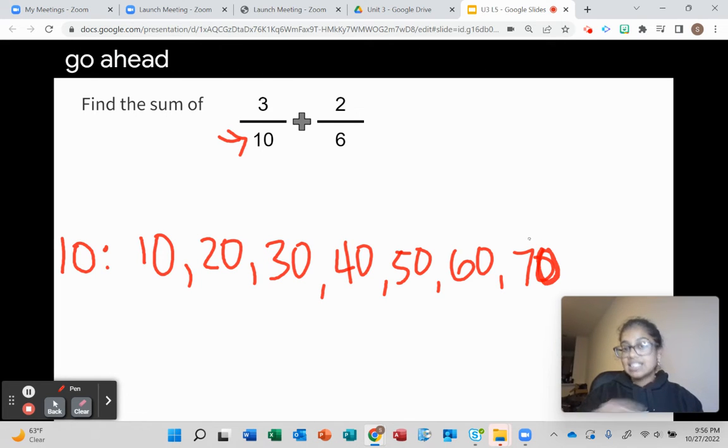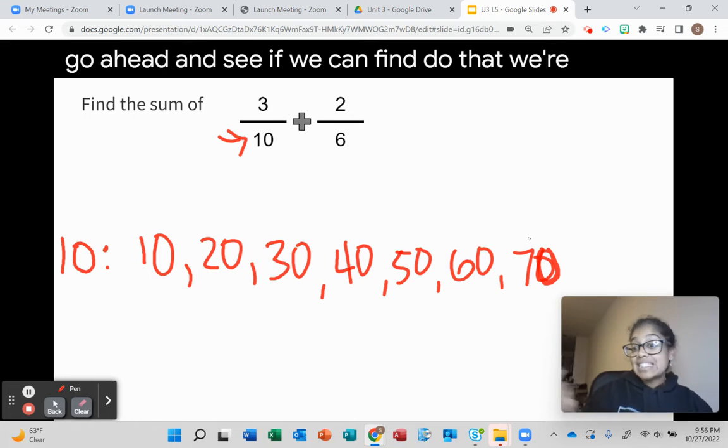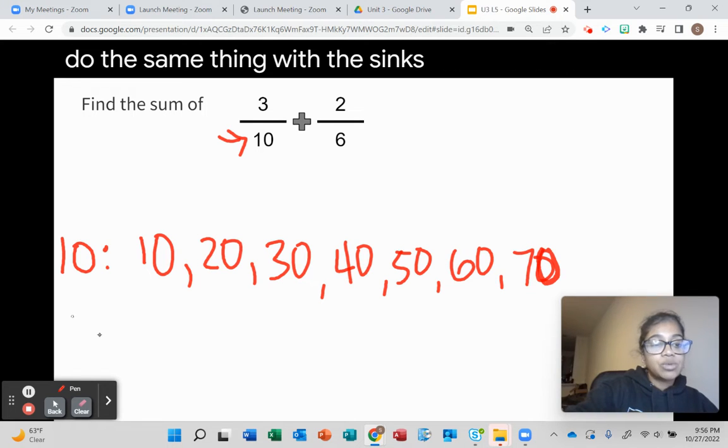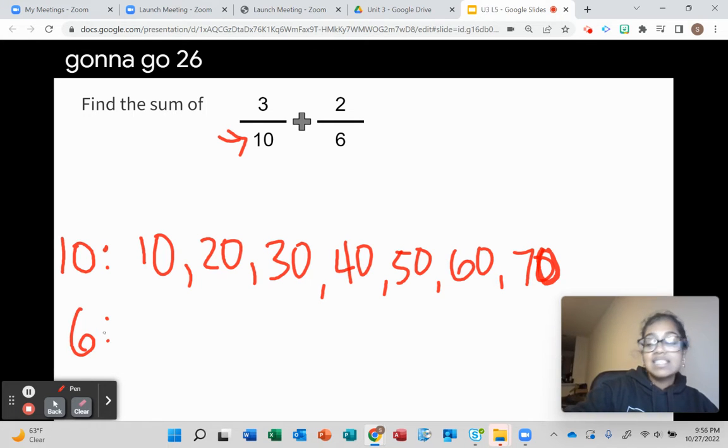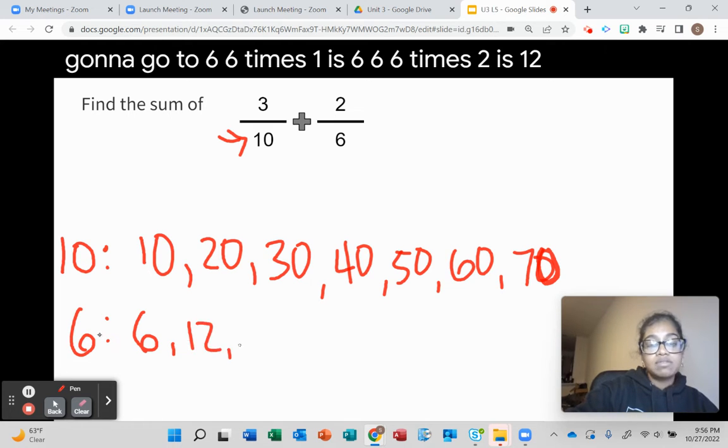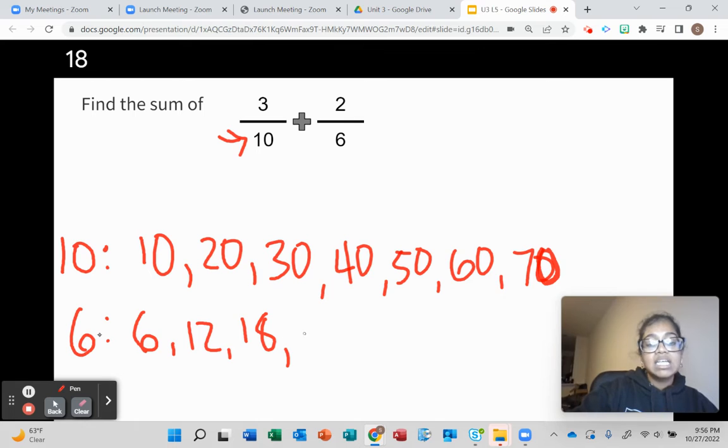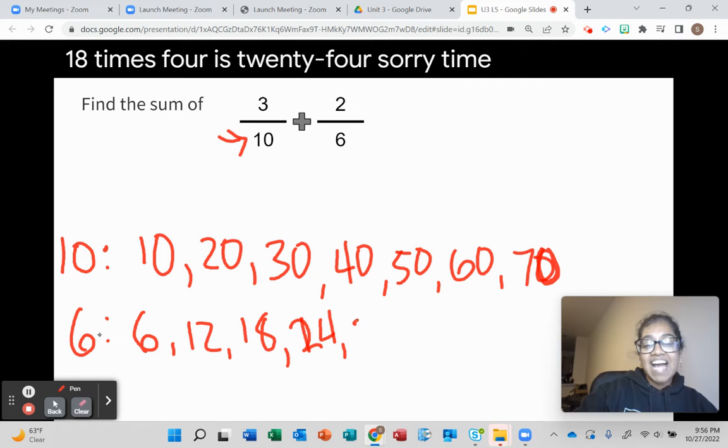So we're going to do the same thing with the 6. All right, so we're going to go to 6. 6 times 1 is 6. 6 times 2 is 12. Times 3 is 18. Times 4 is 24. Times 5 is 30. Times 6 is 36.